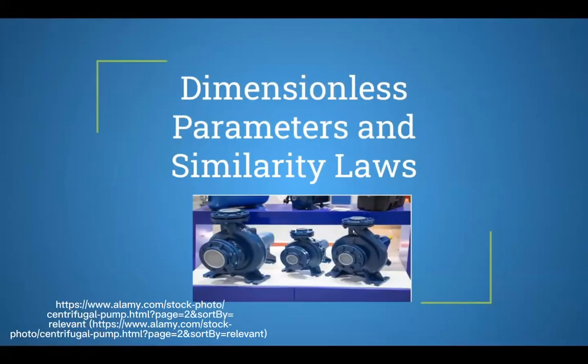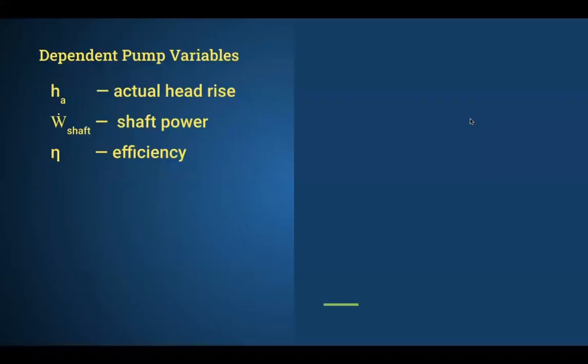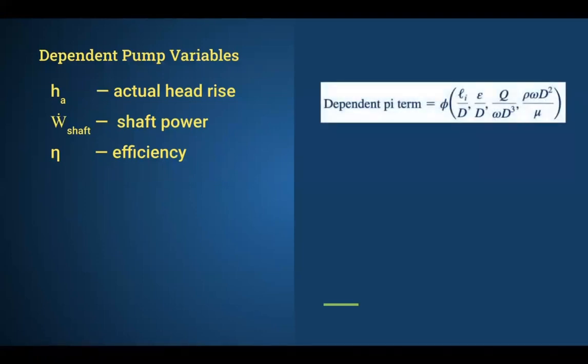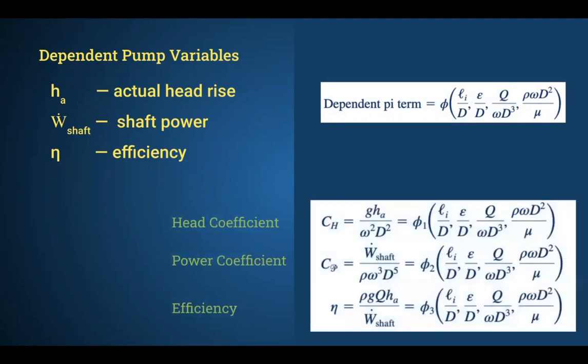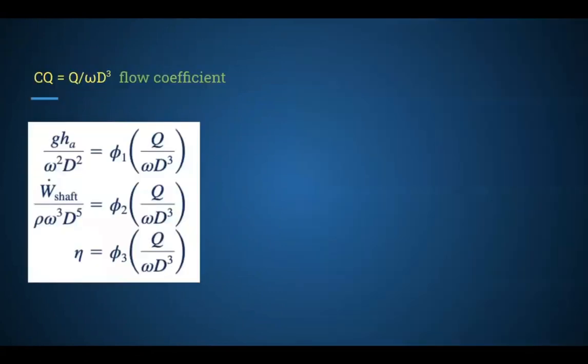So first, we're going to discuss dimensionless parameters and similarity laws. As my colleague Alexia has mentioned, the main dependent pump variables are the actual head rise, shaft power, and efficiency. Following a dimensionless analysis, we would achieve the dependent pi terms. The dimensionless parameters formed are referred to as the head coefficient, the power coefficient, and efficiency, which is already dimensionless. Of the 4 independent terms, 3 of the 4 can be neglected. So that leaves only one term that they're dependent on, which is CQ, the flow coefficient.